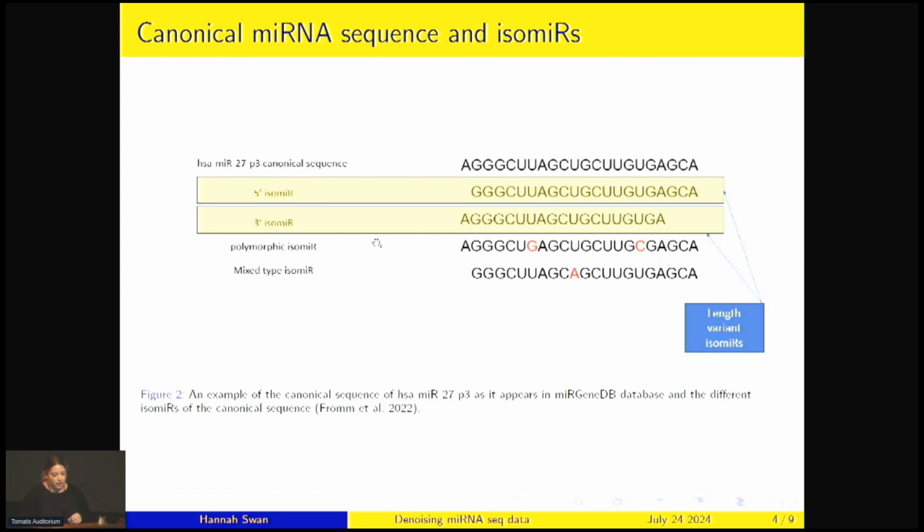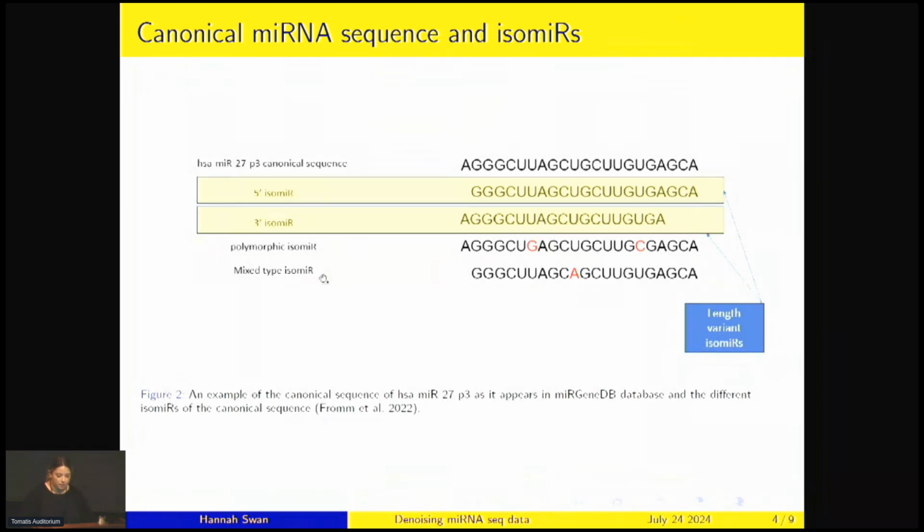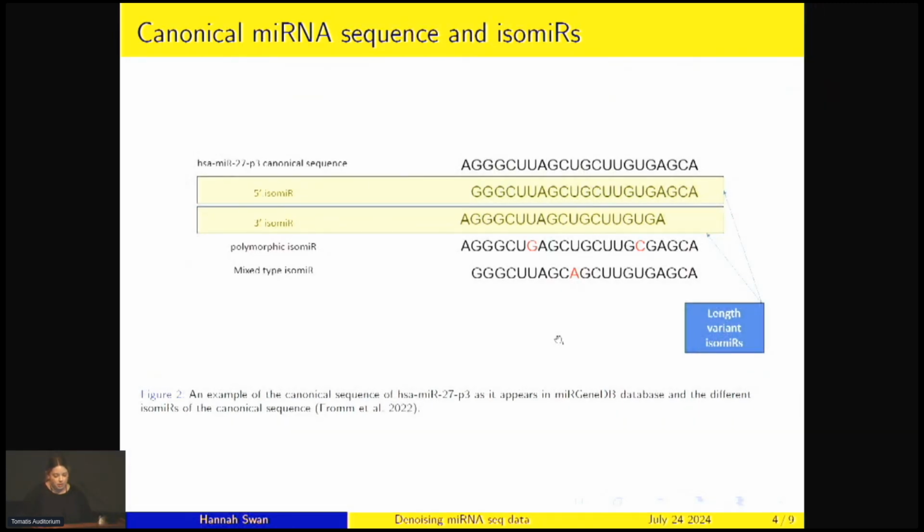A polymorphic isomiR is going to be the same length as the canonical sequence, but have substitutions along the sequence itself, which are shown here in red. And then we can have a mixed type isomiR, which is a combination of polymorphic and 5' or 3' isomiRs, and those both differ in length and have different sequence. And so what I'm going to be talking about here today is what I call length variant isomiRs, and those are both 5' isomiRs and 3' isomiRs.